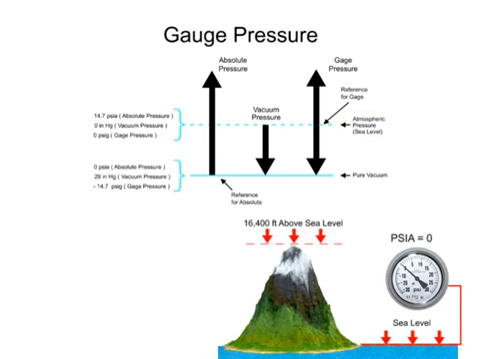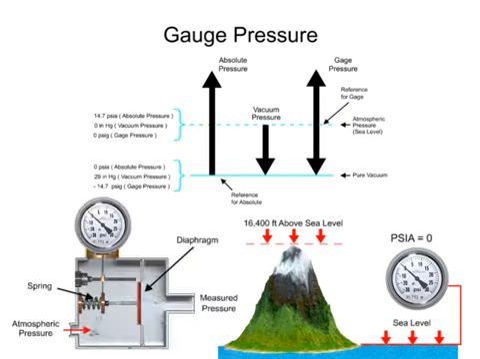Gauge pressure can also be measured with a mechanical diaphragm gauge. Using atmospheric pressure as the reference, the diaphragm bends towards the side with the lowest pressure that operates the spring that is mechanically linked to the gauge pointer.